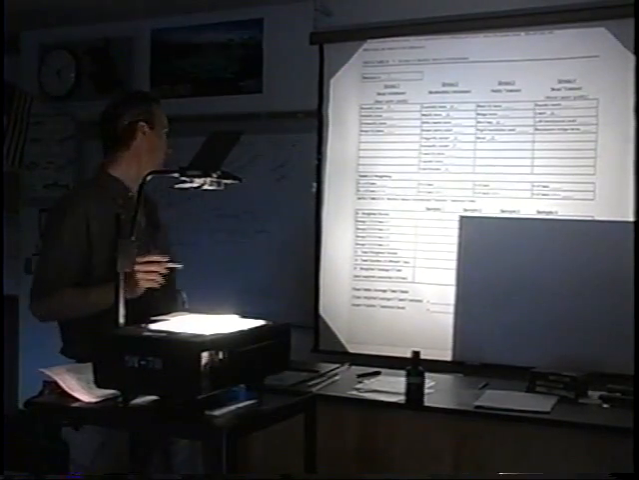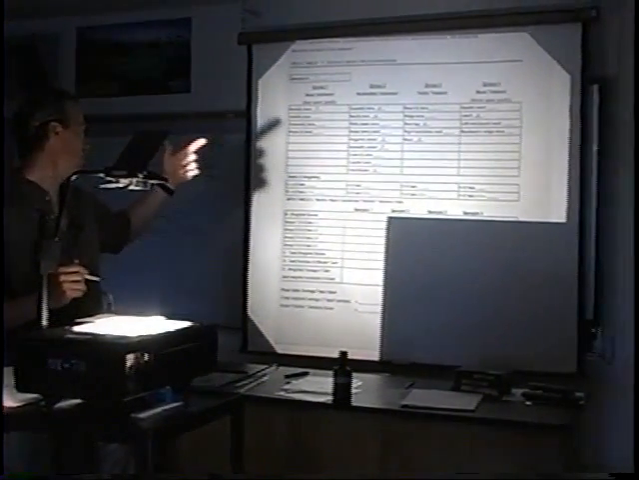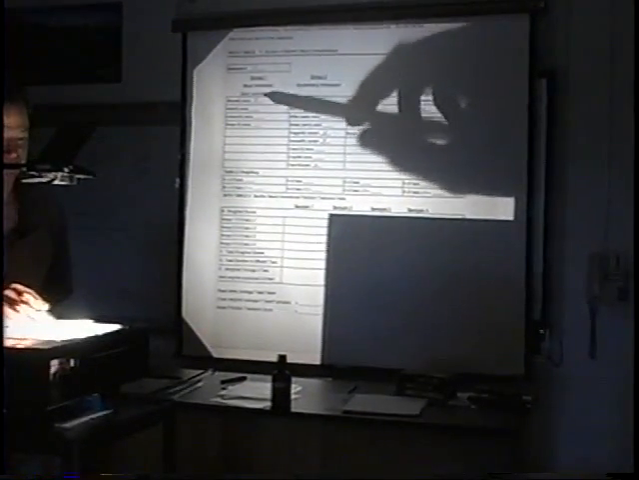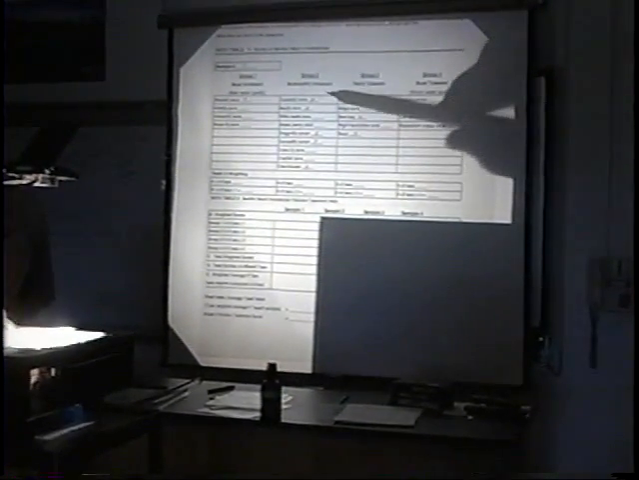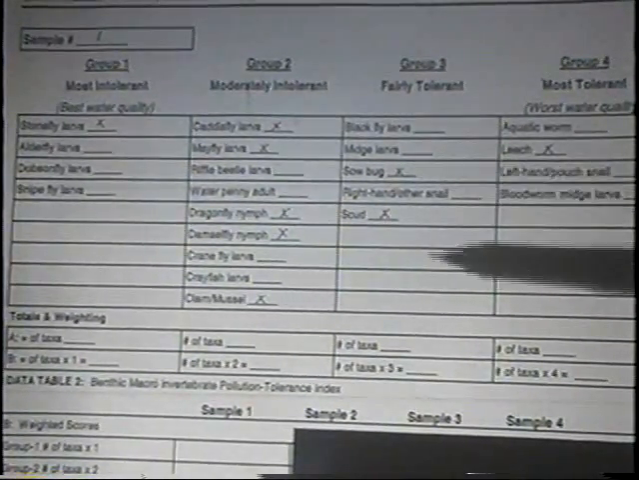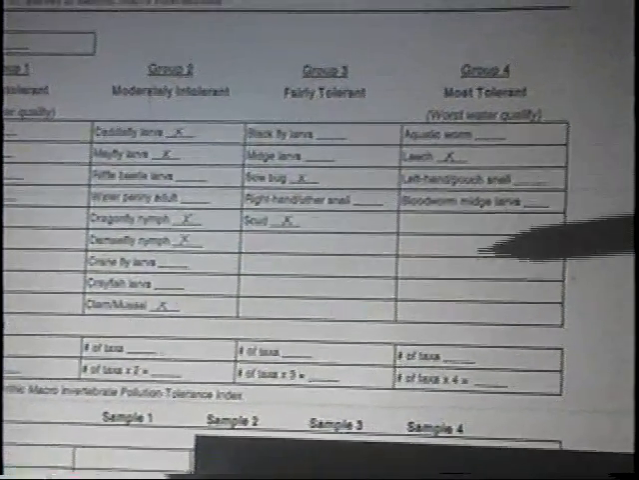nets we have. And what we've done here is check off the creatures that we found in each one of the 4 groups. So we found 1 stonefly larva. We found 5 from group 2: caddisfly, dragonfly nymph, damselfly nymph, and a clam/mussel. 2 creatures from group 3 and 1 from group 4.